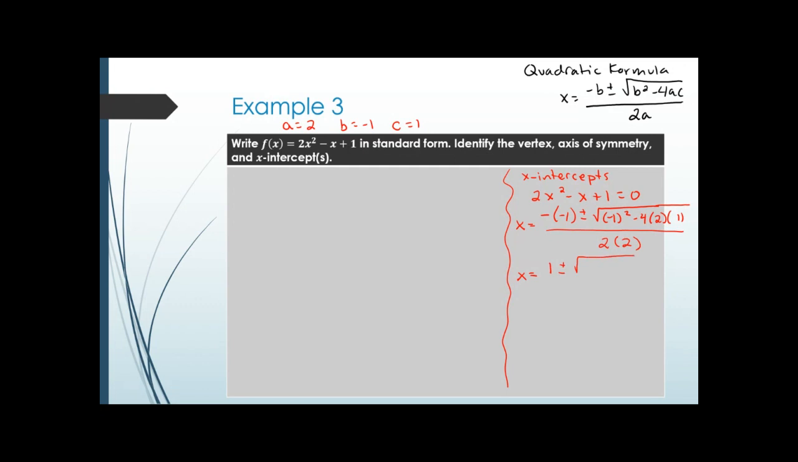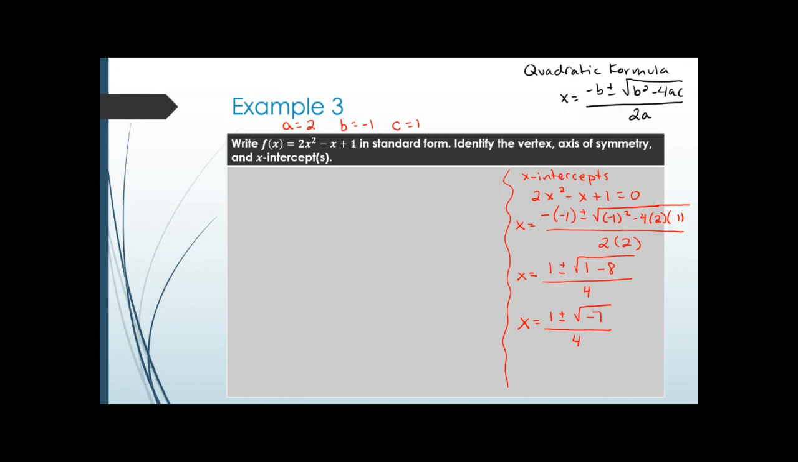And then negative 1 squared is a positive 1. And then I have minus 4 times 2 times 1. So that's going to give me negative 8. And then in the denominator, 2 times 2 is 4. So I simplify inside the square root. 1 minus 8, I'm going to get a negative 7, which means I'm going to get complex values.